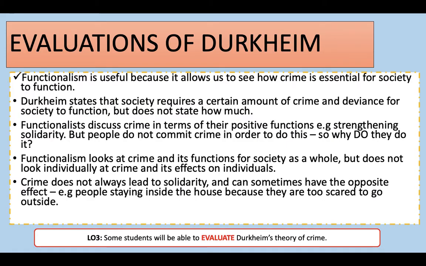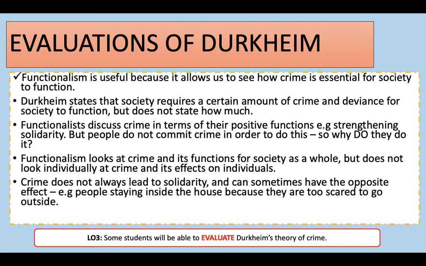Now, when we want to evaluate Durkheim, considering we haven't actually had a look at subcultural theories of Cohen and Cloward and Ohlin, and also Merton's notion of strain theory, you still have enough at this precise moment to be able to evaluate Durkheim's theory of crime. So functionalism is useful because it allows us to see how crime is essential for society to function.